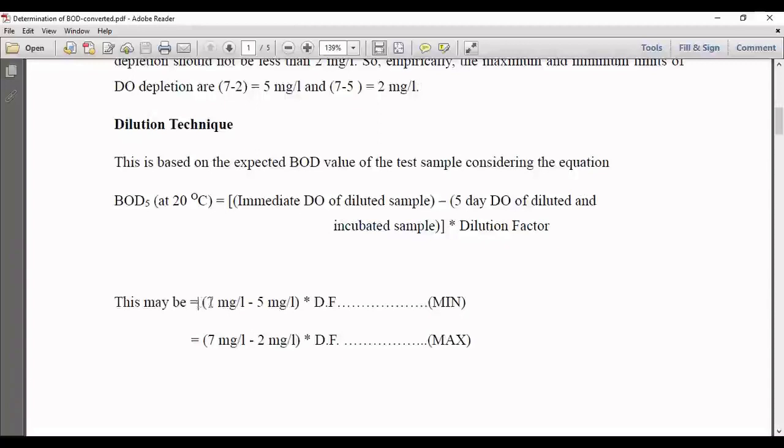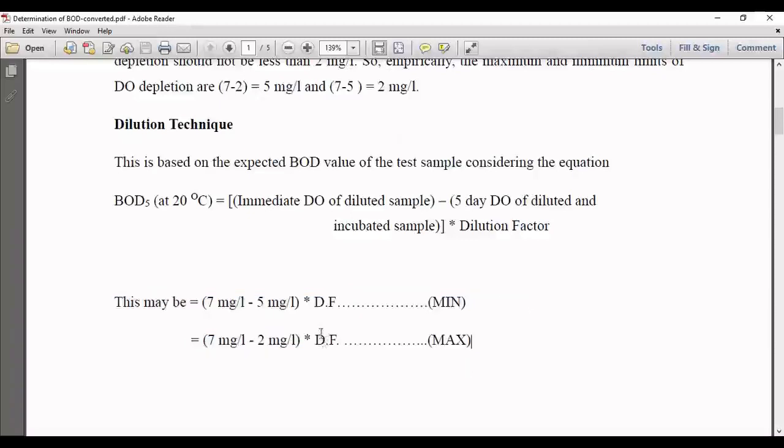It can be written that 7 minus 5 into the dilution factor will be the minimum value of the BOD for the considered dilution factor, right? Similarly, if I have to find out the maximum BOD value, that is the BOD range for this targeted dilution factor, for the maximum BOD value we'll be using this relationship. That will be 7 minus 2 mg per liter into your dilution factor. So for a particular dilution factor, the minimum value of the BOD and the maximum value of the BOD can be found out by using this particular formula.